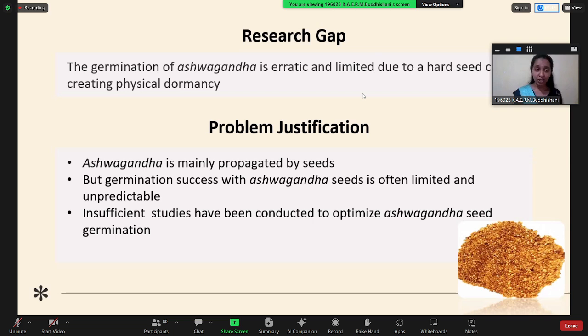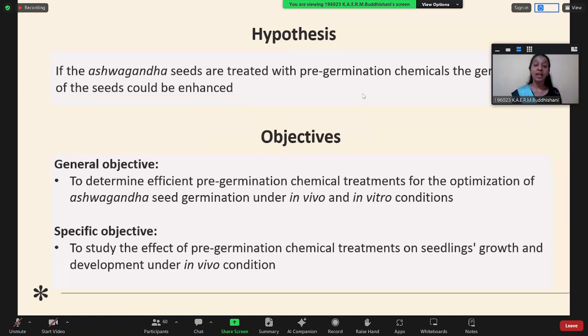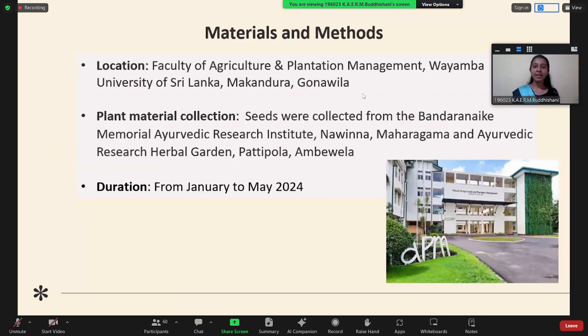As a solution, there are two ways to break the physical dormancy. The first one is temperature shock, and the second one is providing pre-germination chemical treatments. In this study, I mainly focused on the pre-germination chemical treatments. In this slide, you can see the objectives of this research. Now look at the materials and methodology. This research was conducted in the Faculty of Agriculture and Plantation Management, Wayamba University of Sri Lanka. Seeds were collected from the Bandaranaike Memorial Ayurvedic Research Institute, Maharagama, and the Ayurvedic Research Herbal Garden, Ambewela.